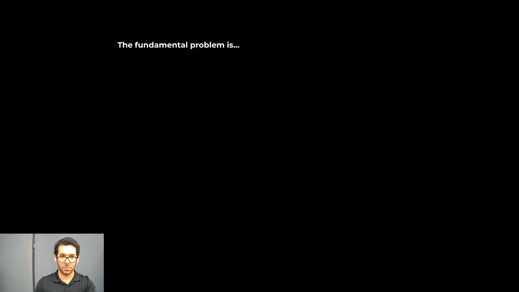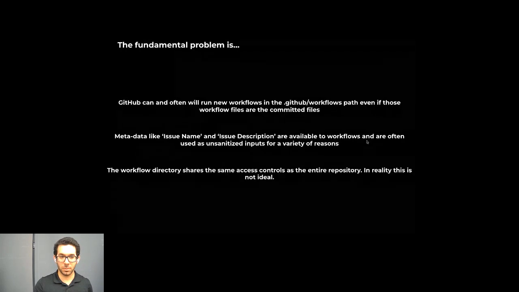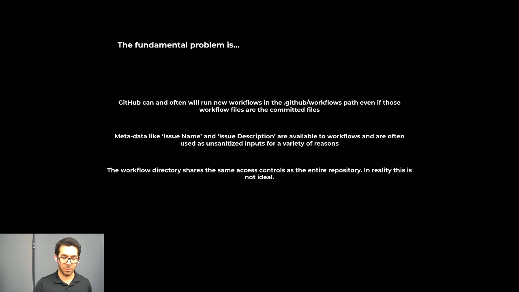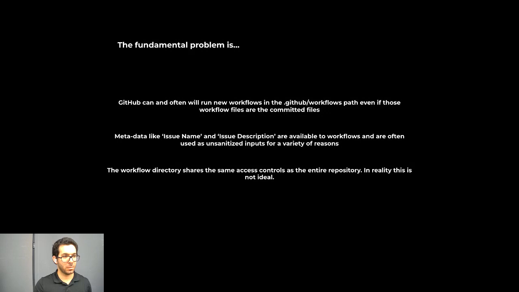And I'm going to just make them all appear. GitHub can and often will run a new workflow that you create in the GitHub workflows path, even if that's the file you committed, which probably seems kind of weird. So if I create a new commit and it happens to be a workflow file in that directory, it will run that workflow as if the workflow was already there, which seems like a bit of a paradox, and is something we're going to play with and create some abuse cases for today.